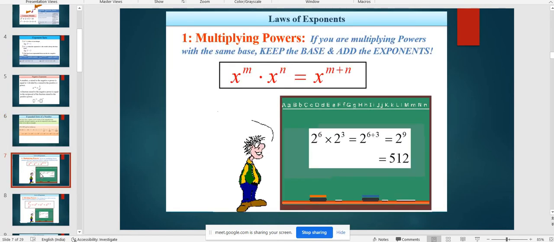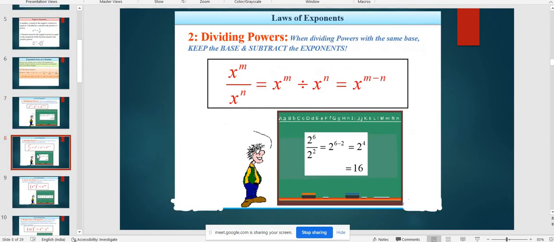Now laws of exponents. Okay, so what are the laws of exponents? Here you will get a total of 7 laws. Multiplying powers: if you multiply powers with the same base, keep the base and add the exponents. So x to the power m times x to the power n, if the bases are the same, then the powers will be added. You can see how it works in this example.